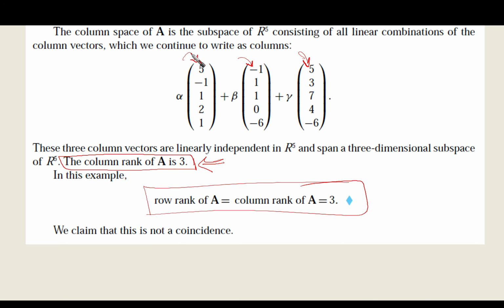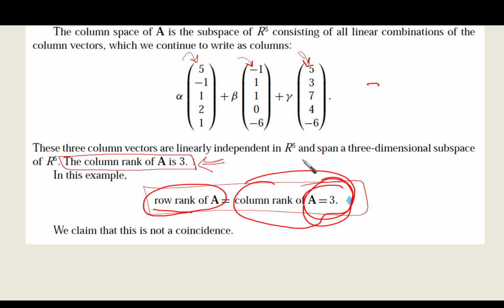Here, the column rank, we found it, how much? Yes, it is 3. Is there an observation here? Yes, it is something. We call that this is not a coincidence. Actually, the row rank equals the column rank, always. So if we have a column rank of 3, the row rank must equal 3. Okay? So that's an important observation.